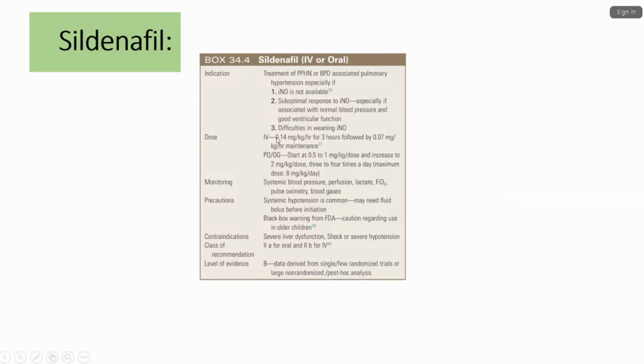The IV dose is 1.4 mg per kg per hour for 3 hours, followed by 0.07 mg per kg per hour for maintenance. And per oral doses start at 0.5 to 1 mg per kg per dose and increase to 2 mg per kg per dose, 3 to 4 times a day. Maximum dose is 8 mg per kg per day. We should monitor systemic blood pressure, perfusion, and lactate during the treatment, and contraindication is severe liver dysfunction, shock, or severe hypotension.